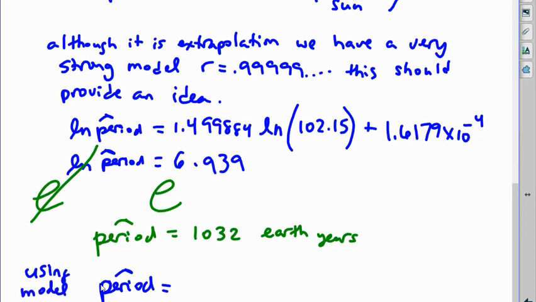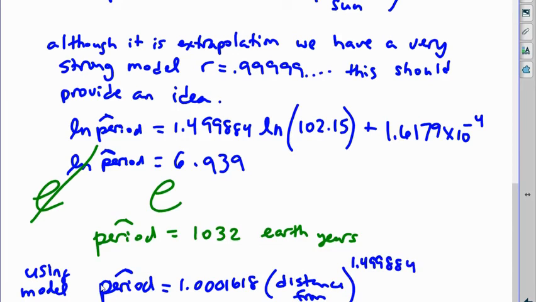So using our calculator output, we could have written this model as 1.000161.8 as the base, raised to the distance from the sun, that's our x. And then the exponent on that is 1.499884. So this model is actually the calculator converting it to get rid of that base of e. It's already converted into a form like this, so that you wouldn't have to do the conversion.